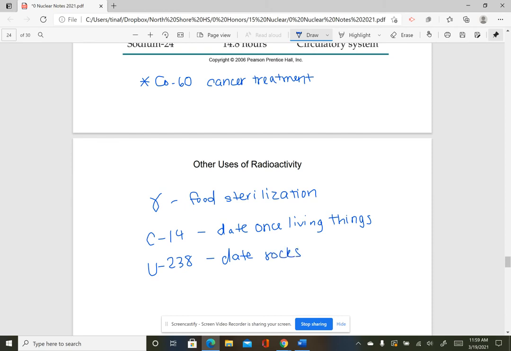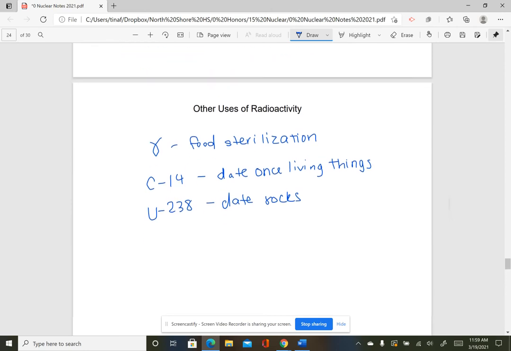If you look on table N, guys, carbon and uranium have very long half-lives. And that's good because we're dating things that are very old. So we need something that's going to linger around for us to be able to figure out how old something is. If it had a very short half-life, it would have been gone years ago, and we would never know how old these things are.